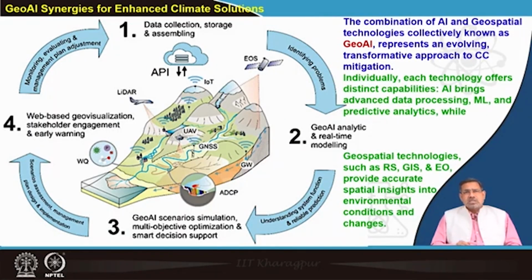So in terms of the inside figure, you can see the various components: LiDAR, the IoT devices, the UAS in terms of Earth observation system. Down below you have the GNSS, the UAV. So data is coming from various observation systems. This data actually is being utilized using the AI and machine learning tools in a geospatial environment. So that is what in the integrated way we call the synergies harvested between the AI tools and the geospatial tools. So we call it GeoAI, that helps in enhanced climate solutions.